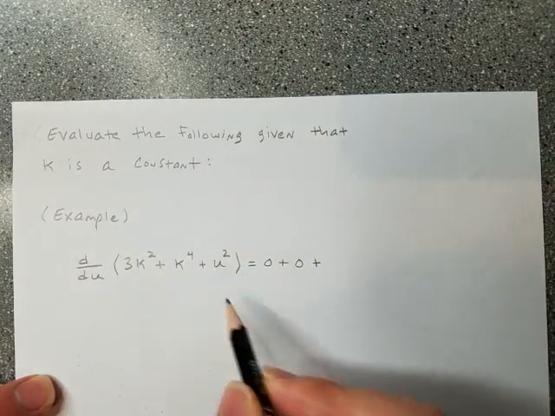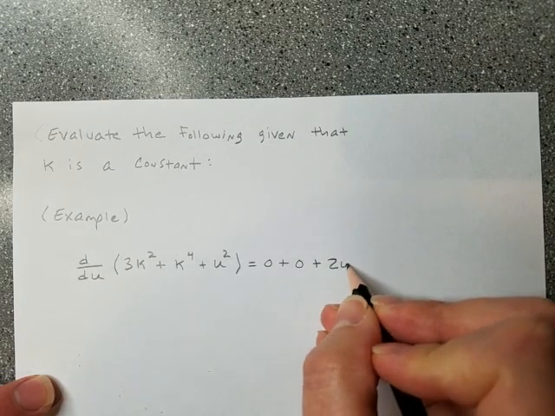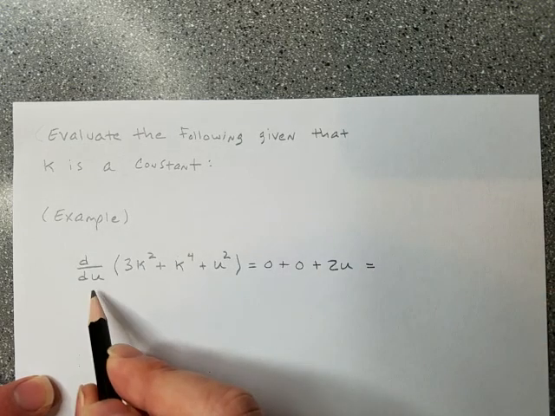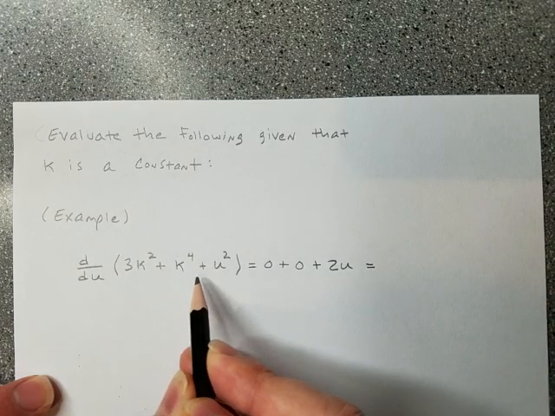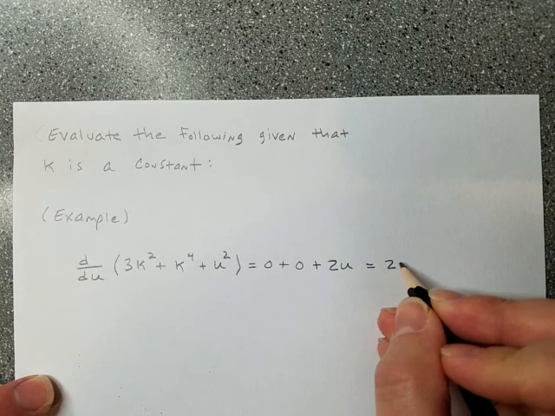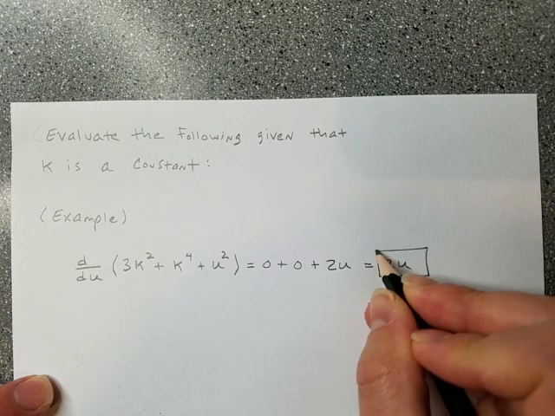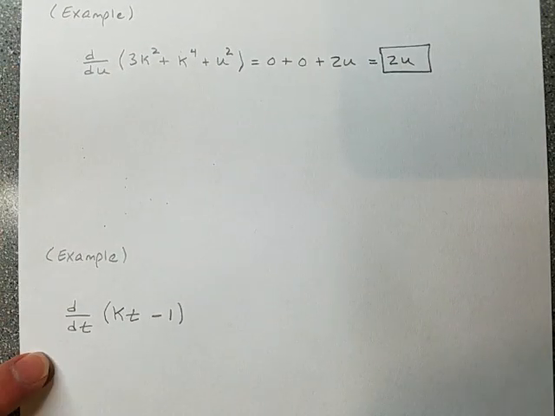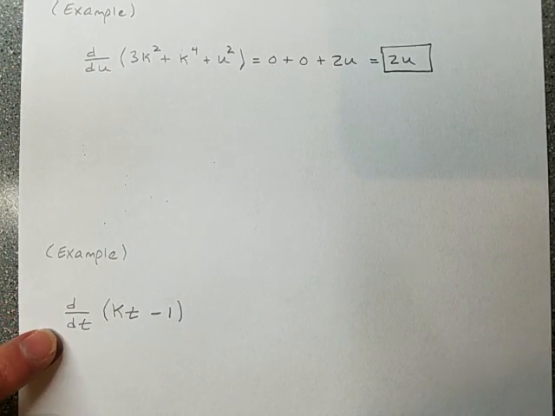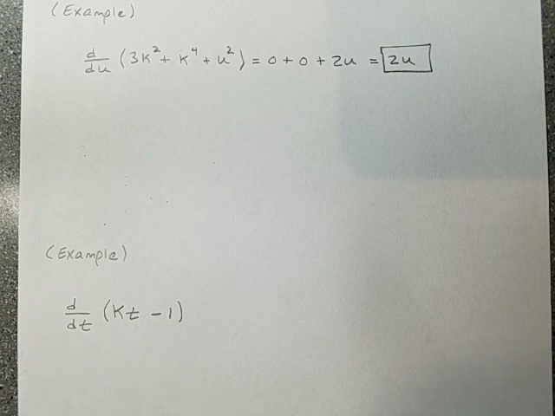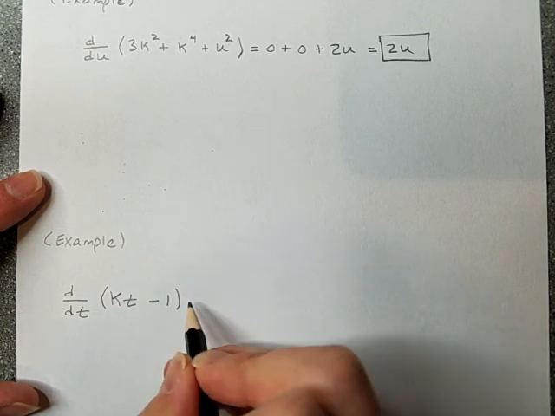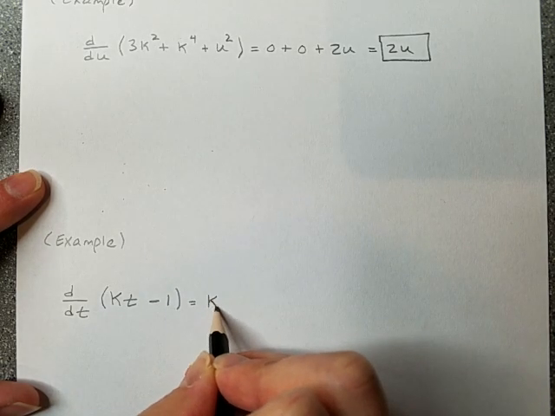Now, u is the variable. So for u squared, 2u. So the derivative with respect to u of 3k squared plus k to the 4th plus u squared is just going to be 2u. All right, so you will see Leibniz notation used that way. You'll see it used like this too. What's the derivative with respect to t of k times t minus 1? Well, t's the variable here, k is a constant. It would be just k, all right?